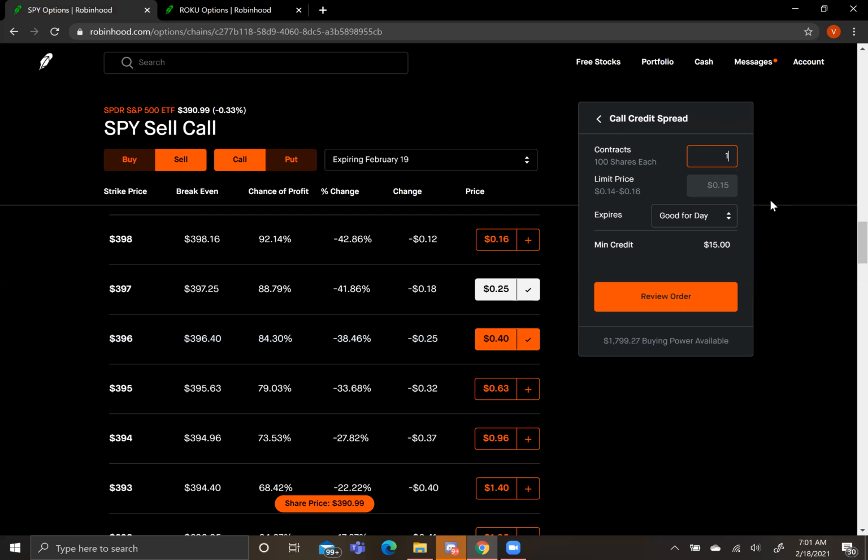one contract. So what this is telling us is, for every $100 that you're giving up to Robinhood, they'll give you $15 right away. The good thing about a credit spread is that when you give them the collateral, they'll give you whatever the minimum credit is into your buying power right away. So that $15, if I were to make that trade now, I would get into my buying power right away. And even just talking about the percentages, you're giving them $100 and you're getting back $15, and that's a 15% return.